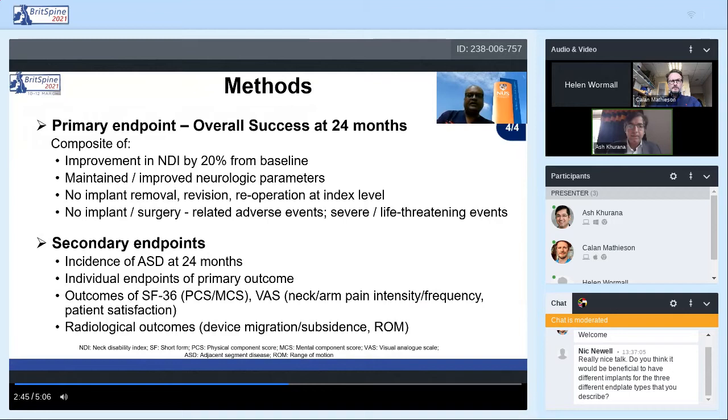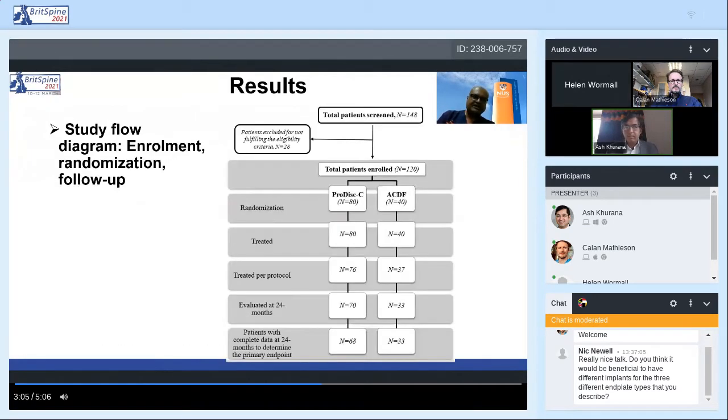The primary endpoint included a composite score using the 4 factors mentioned here, and it was supposed to have an overall success at 24 months, must have had an improved primary endpoint. There were some secondary endpoints which we have mentioned on the slide. We can see that the patients who were randomized were 80 to 40. And finally, we used only 68 patients in ProDisc group and 33 in the ACDF group for assessment.